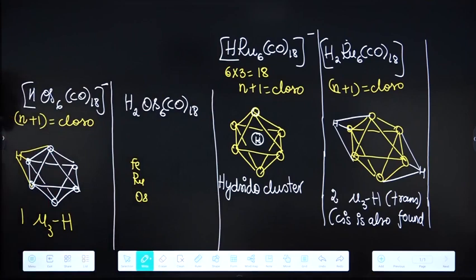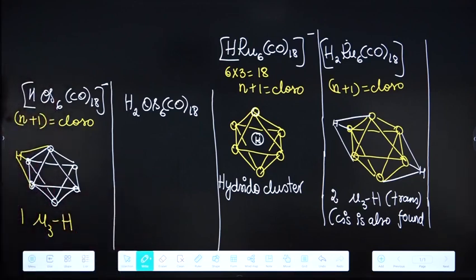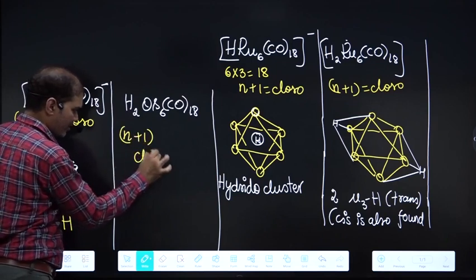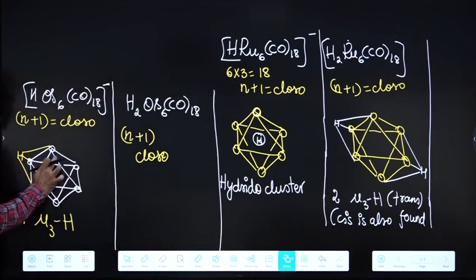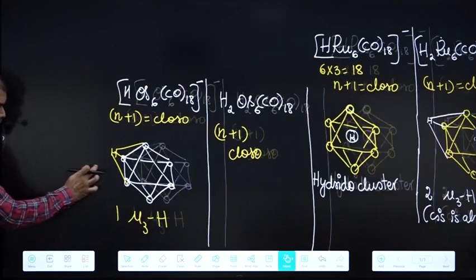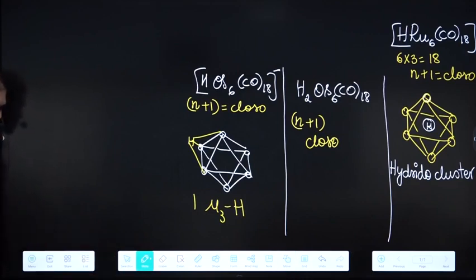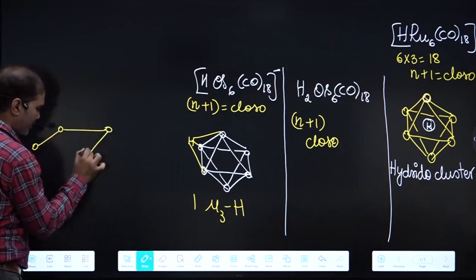Okay. The last one, H2Os6(CO)18. Closo structure, octahedral. So where will you put the hydrogens? Just try to guess and put the hydrogens. H2Os6(CO)18. Try to draw the structure of it.